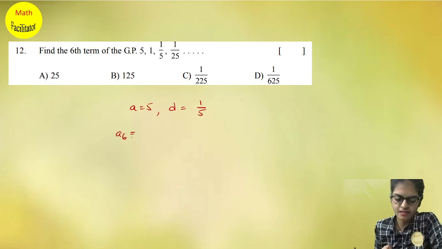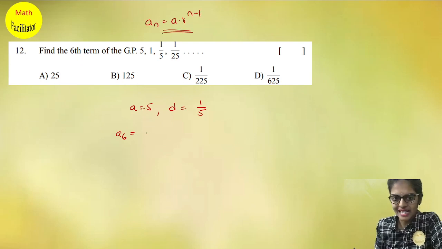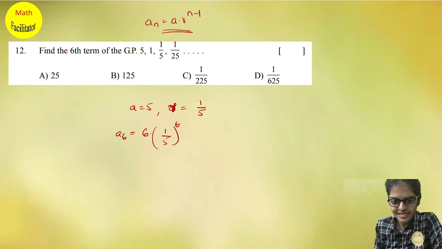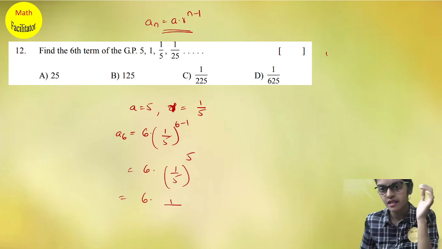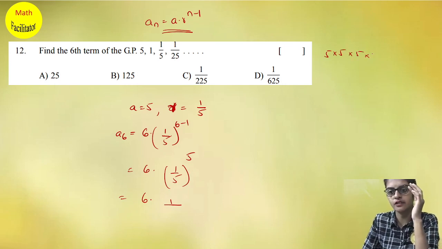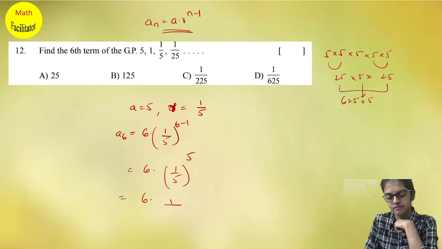Sixth term means A6. We know AN is A into R power N minus 1. So A6 is A into R, sorry, I wrote D here, it is the common ratio R, power 6 minus 1. So A into 1 by 5 whole power 5. That is 5 into 5 into 5 into 5 into 5. 5 5 is 25, 5 5 is 25. So 25 into 25 into 5 in between. 25 into 25 is 625, into 5.